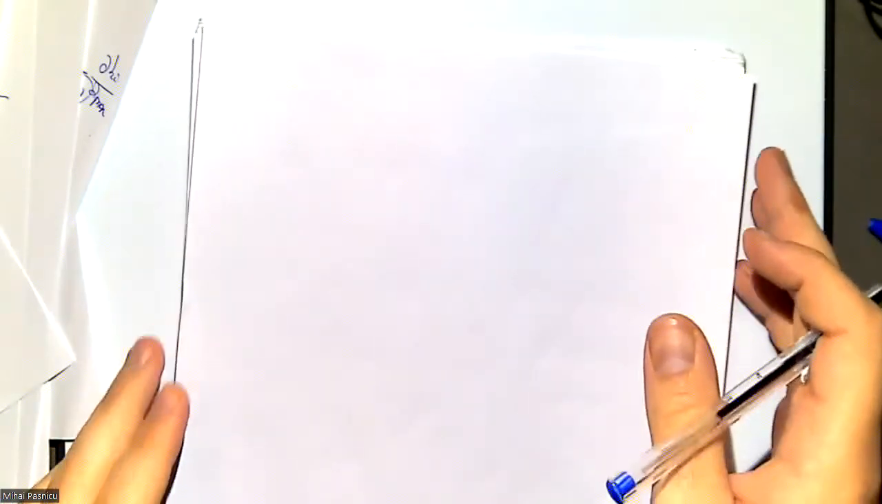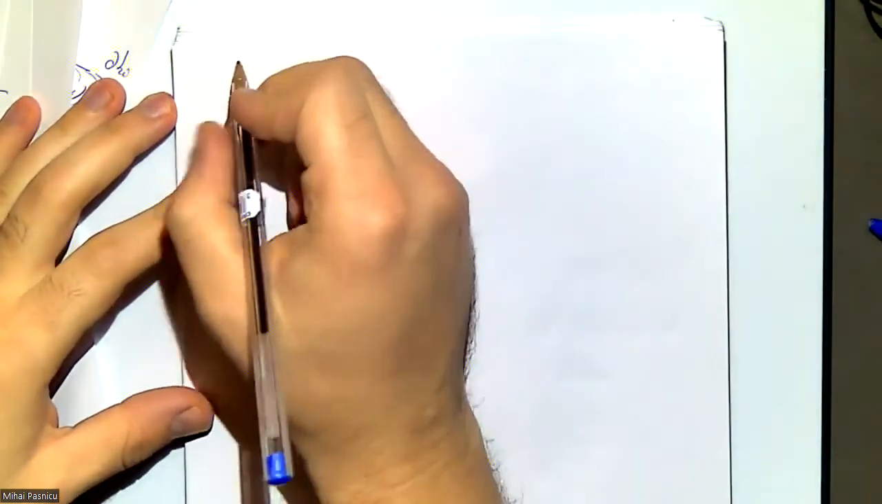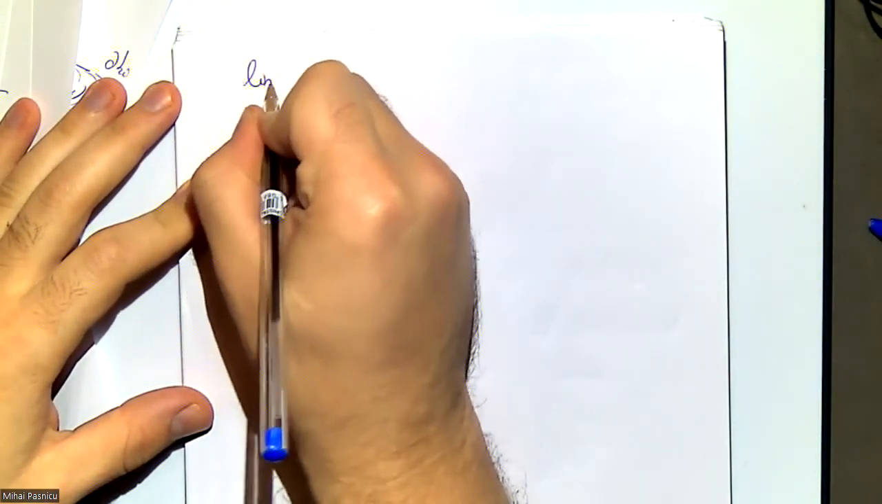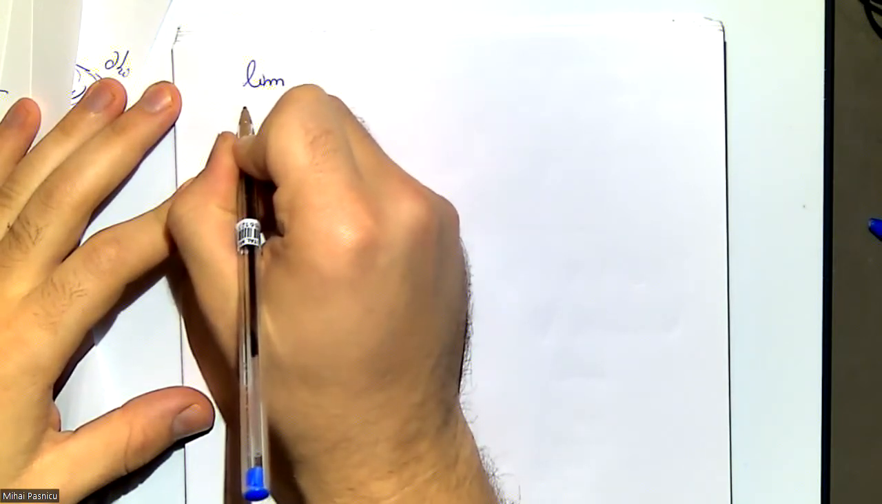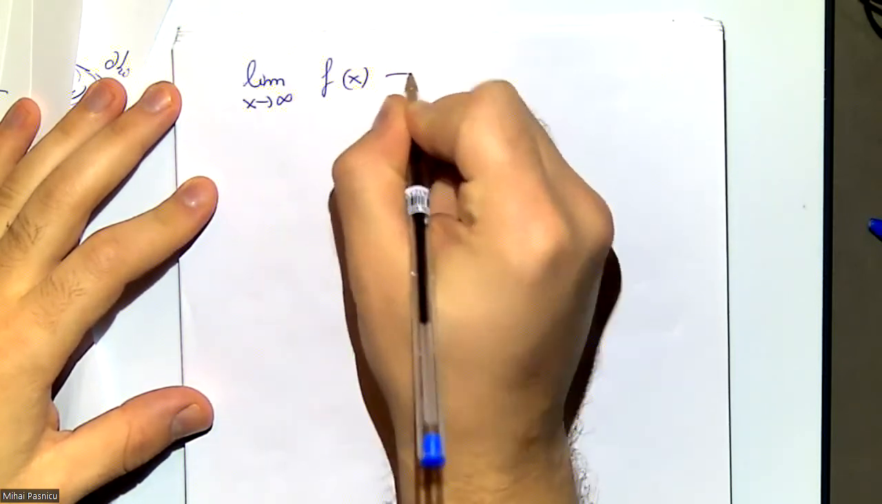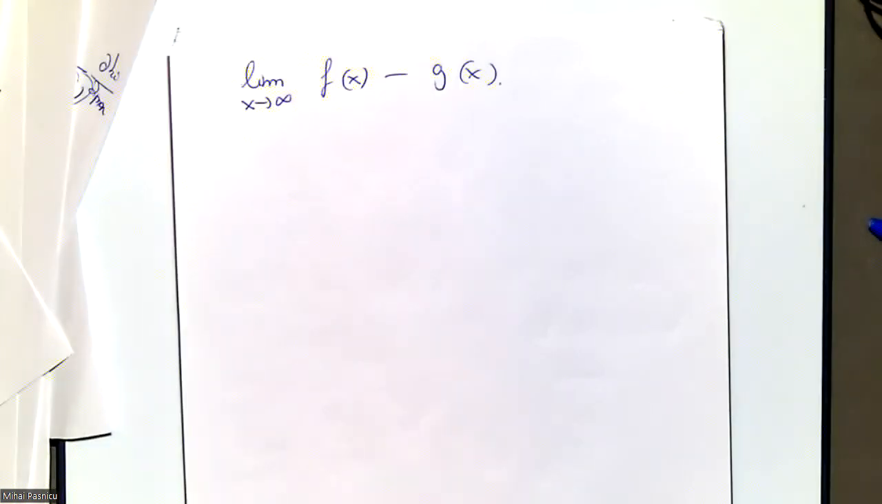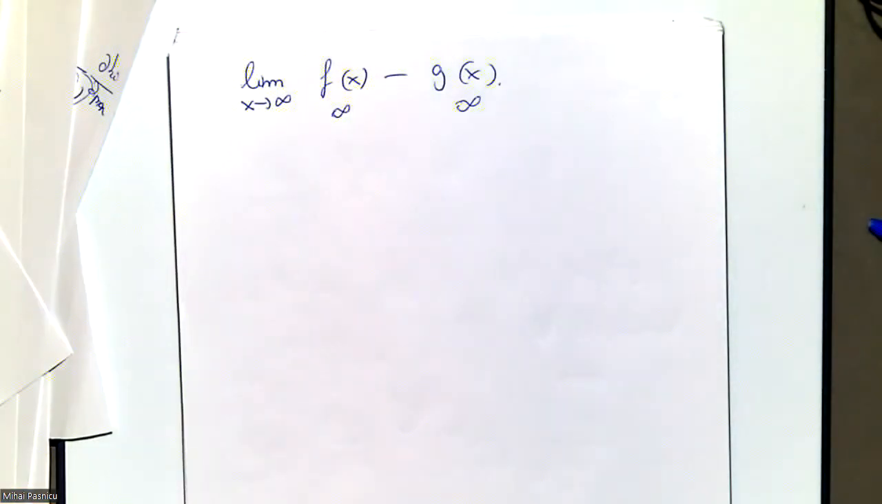Now, hopefully you're going to understand why the writing that he uses and the trick that he shows you makes sense. Let's take the limit as x goes to infinity of f of x minus g of x, okay? This is a thing, and I evaluated them, and I saw that this goes to infinity and this goes to infinity. Fair? So I'm stuck.